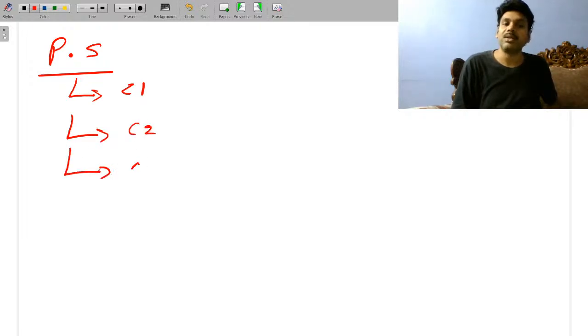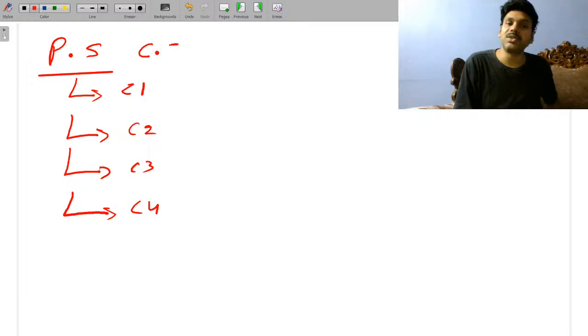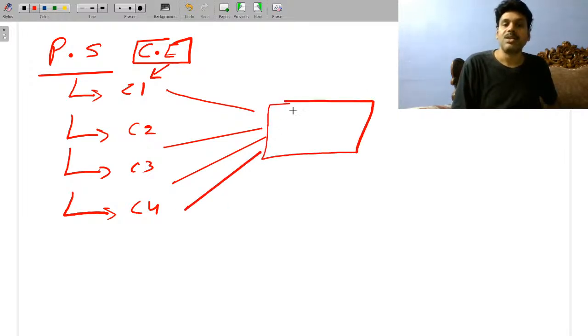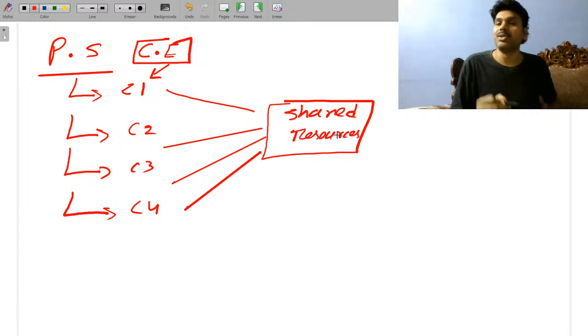I don't mind. When I say that I need concurrent execution only, and you are allowing concurrent execution such that they're all trying to access your shared resource, then there may be a chance of race condition, which is going to give you inconsistency, loss of data and deadlock.